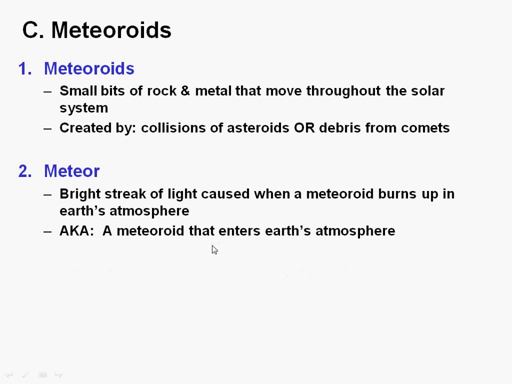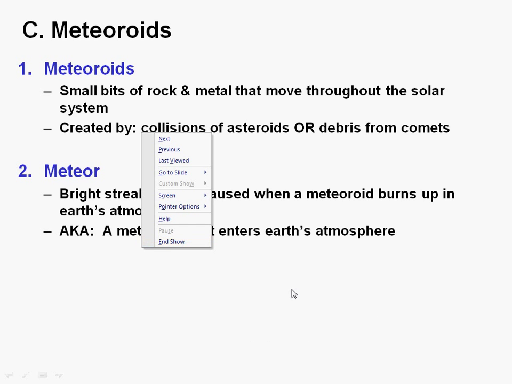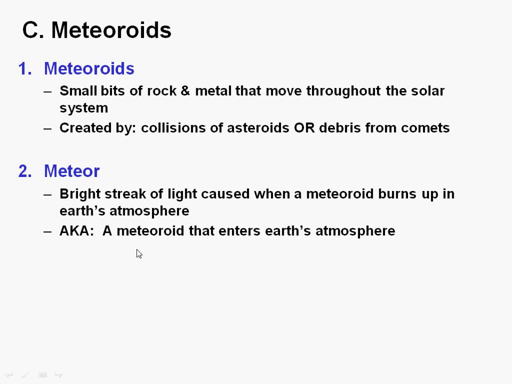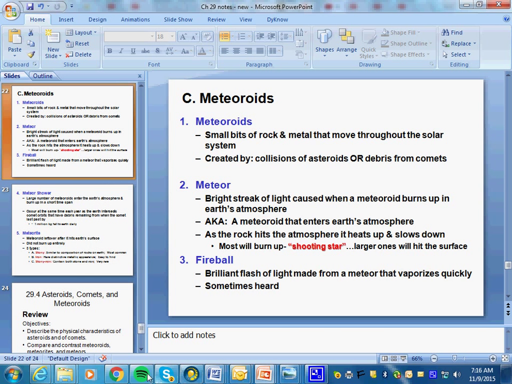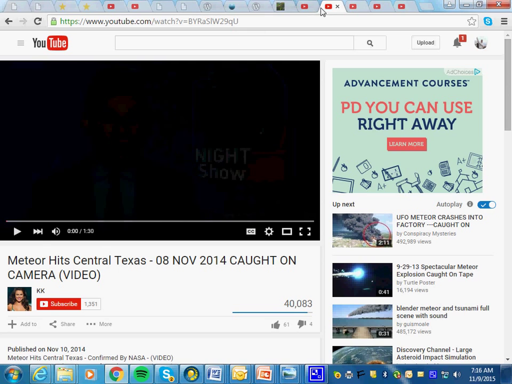So I want to show that. So here's the deal, though. A meteoroid is a piece of material whizzing through the solar system, rock or metal. Once it strikes the Earth's atmosphere, it's a meteor. I've got some really cool images that I thought I'd show you of meteors in the nighttime sky.